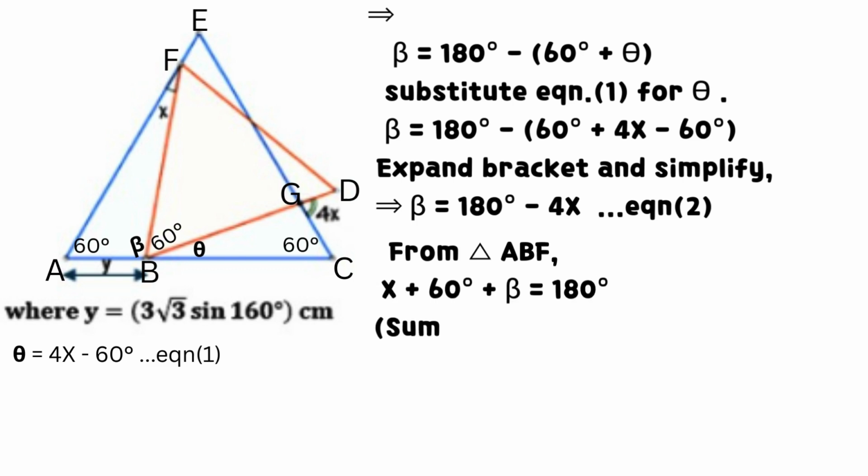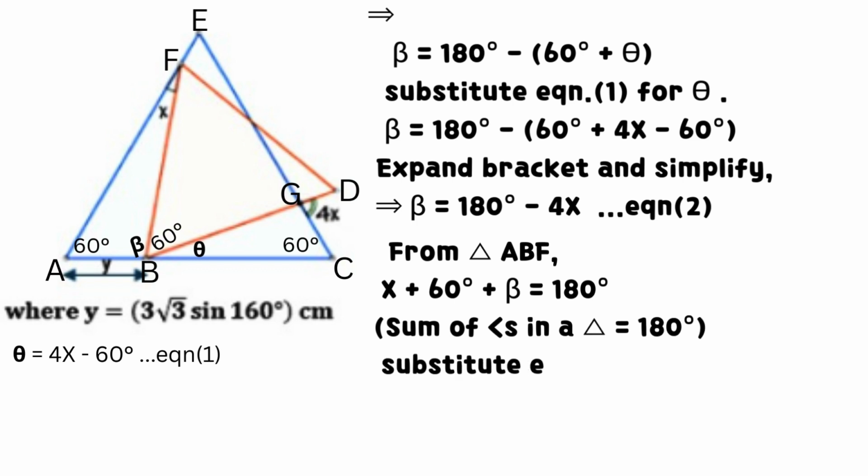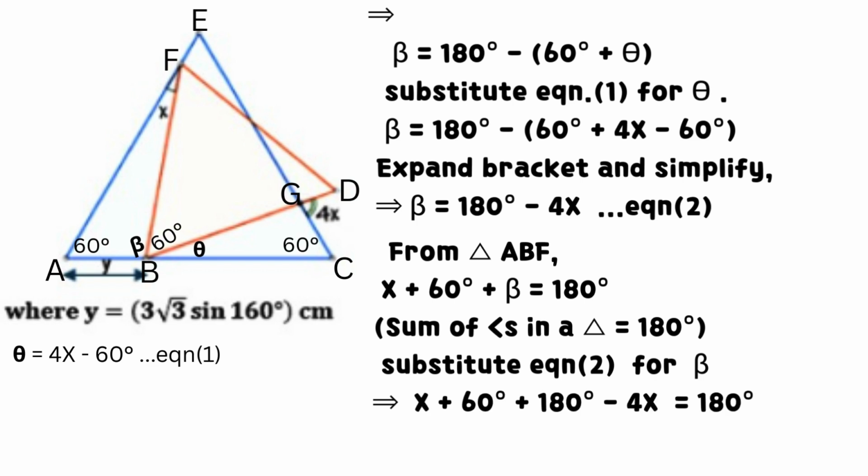From triangle ABF, the sum of x, 60 degrees, and beta equals 180 degrees. The reason is that the sum of angles in a triangle equals 180 degrees. Substitute equation 2 for beta. It implies that the sum of x, 60 degrees, and 180 degrees minus 4 times x equals 180 degrees.